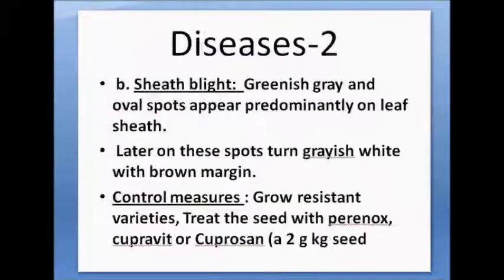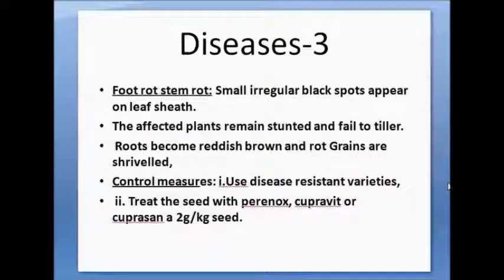Then another disease is sheath blight. Greenish grey spots appear on the leaf. Leaves turn bluish white, or this brown margin is there; it causes severe damage. So again for control, resistant varieties are to be grown, and then organomercurial seed treatment is to be given.